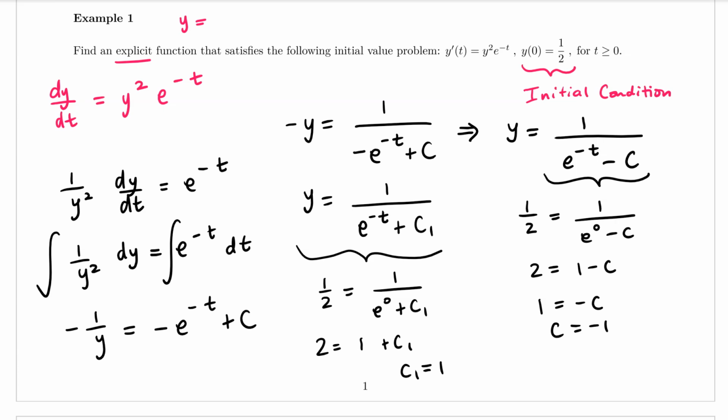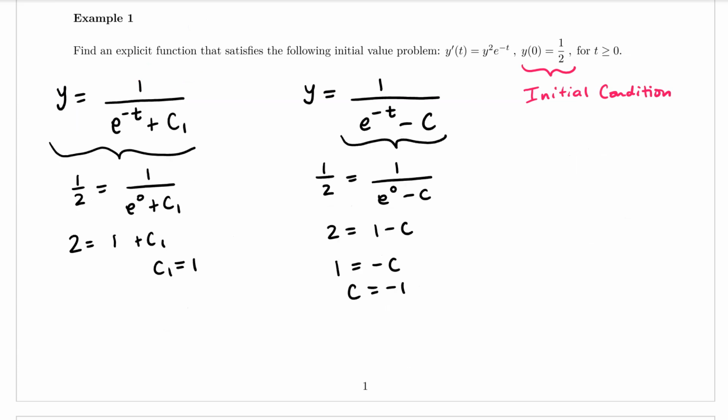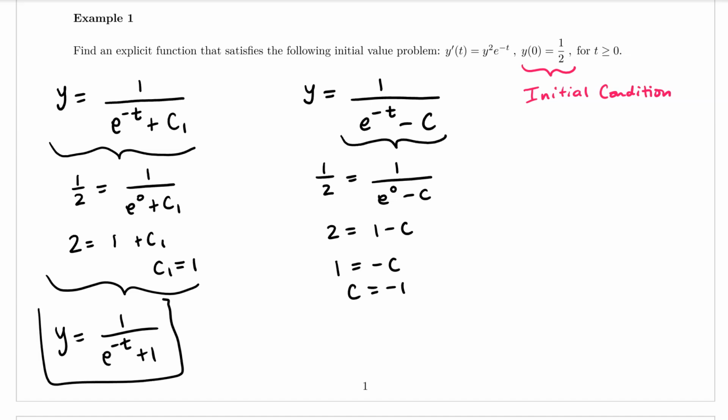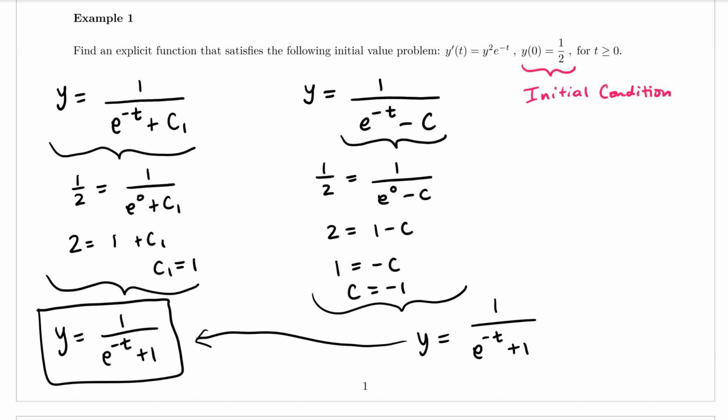Now, even though we got different values of c, why is this giving us the same final answer? I've gone ahead and cleaned up the screen a little bit, but in this scenario where we found that c1 was equal to 1, if I replace that in my solution, I get y equals 1 over e to the -t plus 1. So there is my final answer. And in this scenario here, if I replace c with -1, that's going to be 1 over e to the -t minus -1, which turns into plus 1. So notice that that is the same answer that we got in the box over here.